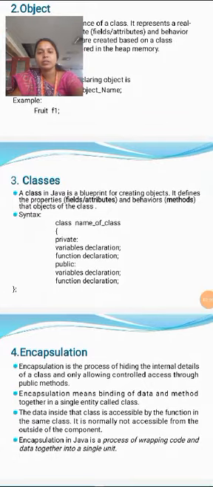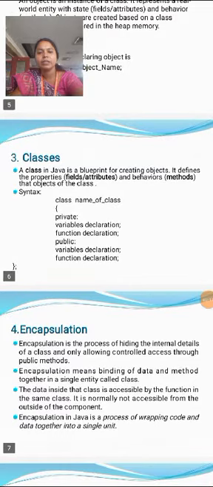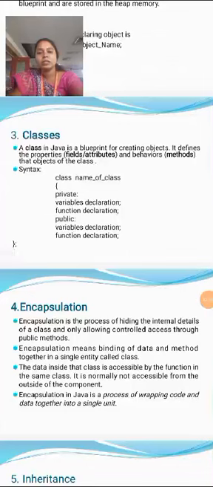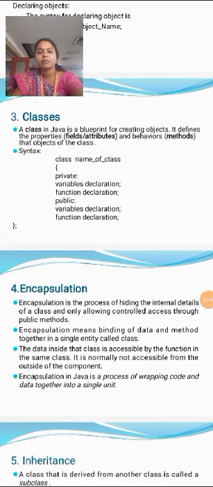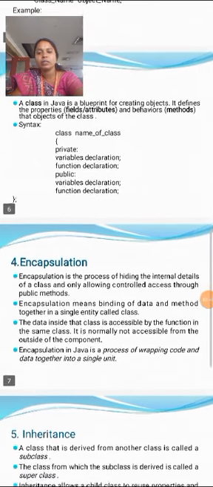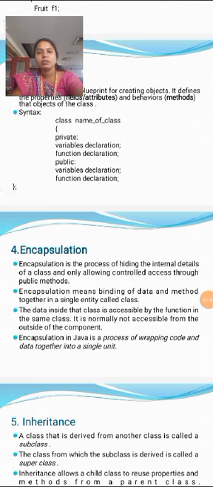Fourth one, encapsulation. Encapsulation is a process of hiding the internal details of a class and only allowing controlled access through the public methods. Encapsulation means binding of data and methods together in a single entity called a class. The data inside the class is accessible by the functions in the same class. It is normally not accessible from outside of the component. Encapsulation in Java is a process of wrapping code and data together in a single unit. So this is called encapsulation.